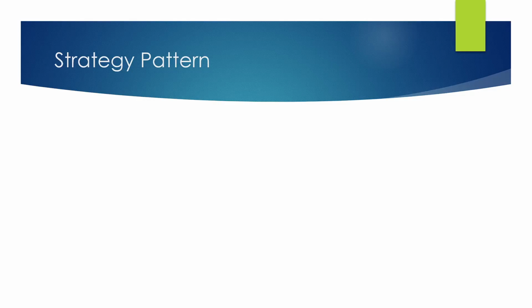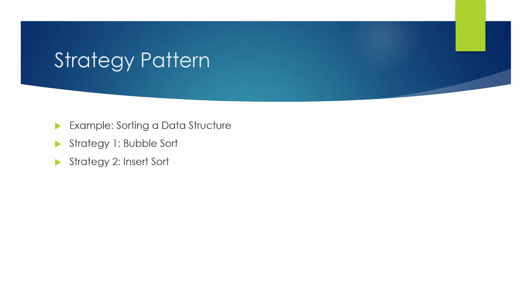So we will take an example where we can apply the strategy pattern. A typical example is to sort a data structure. Sorting a data structure can be done with multiple different algorithms. So there are different algorithms to sort. We can use, say, strategy 1 to use bubble sort for sorting the data structure, and alternatively we can use another strategy, insertion sort, to sort the same data structure.